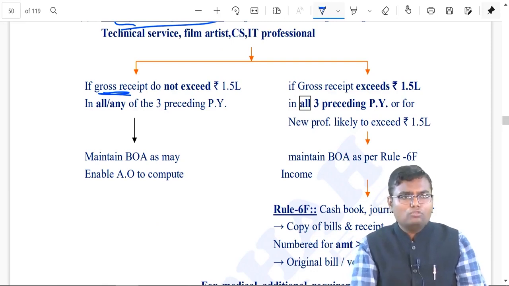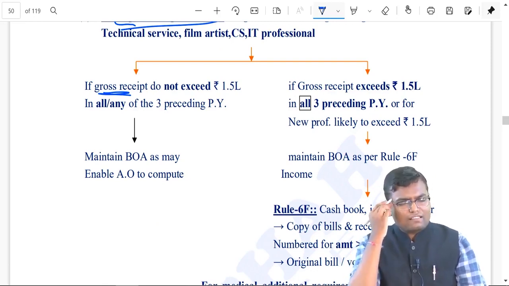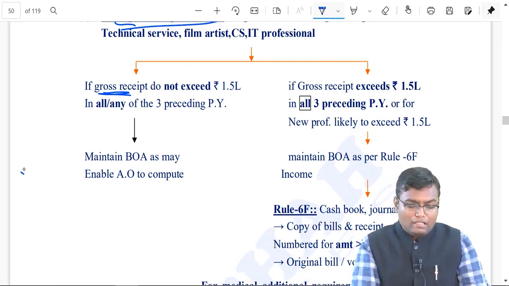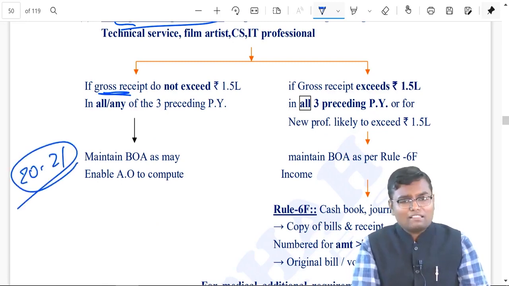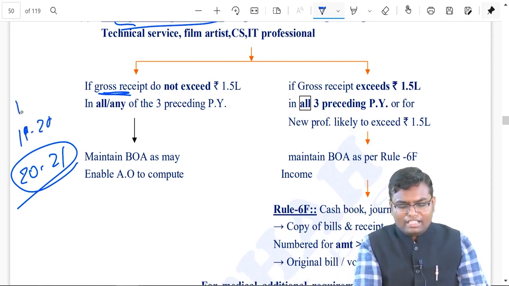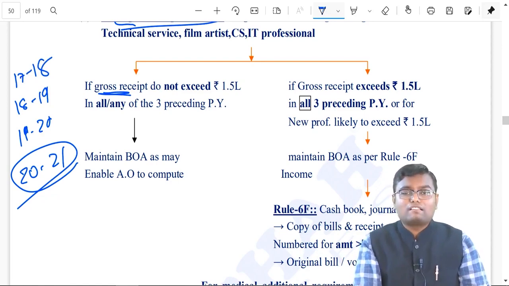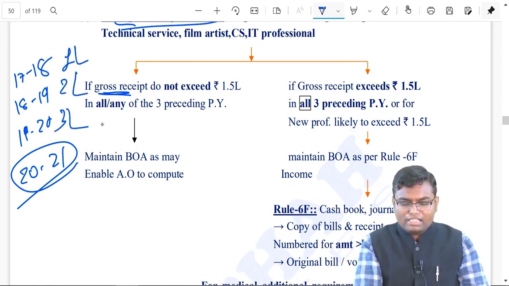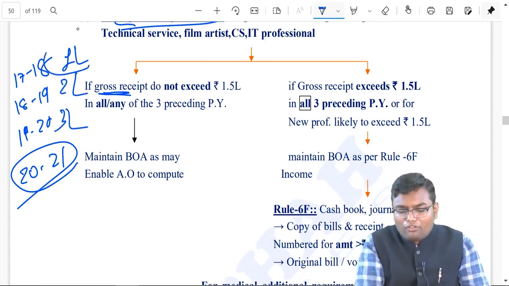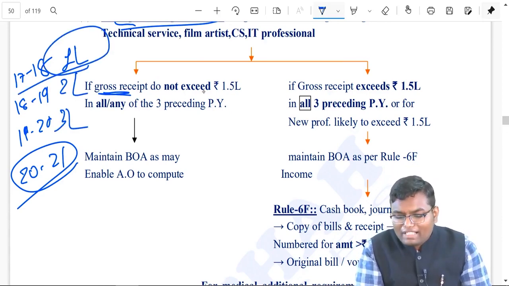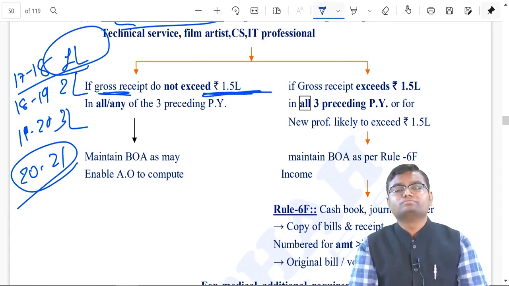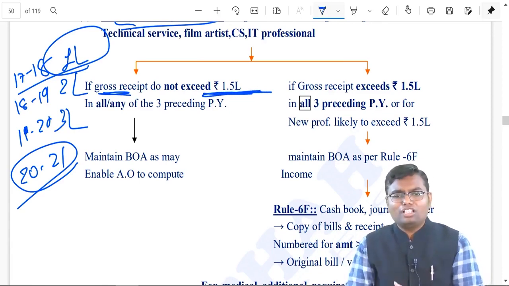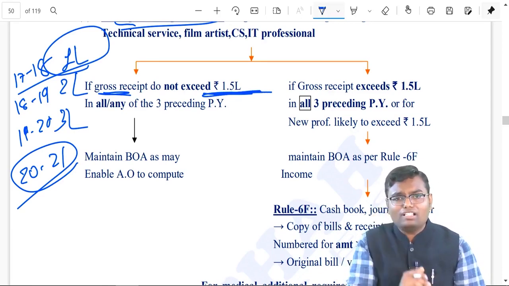So if I want to maintain books of account and the question arises how many books are to be maintained, see, I'm searching for 2021. So what are the last 3 years? 19-20, 18-19, 17-18. See what is the gross receipt in that. Let's say here 1 lakh, here 2 lakh, here 3 lakh. Can I say in one of the years it has not exceeded 1.5 lakh? Even though in the rest of the 2 years it exceeded, in one of the years it did not exceed 1.5 lakh.